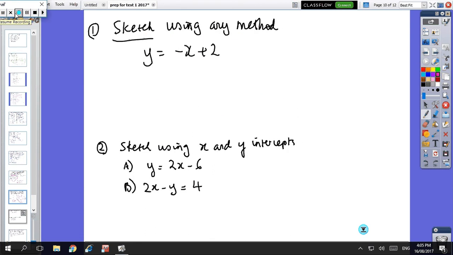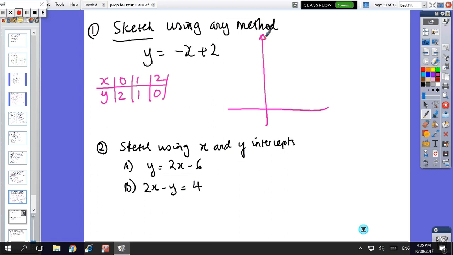Okay, so in this question it says use any method. So you could do a plot if you wanted to. Just do 0, 1, 2. So you get 2, and we're subtracting 1, so 1 and 0. There are heaps of ways of doing it, but that's just the easiest way.